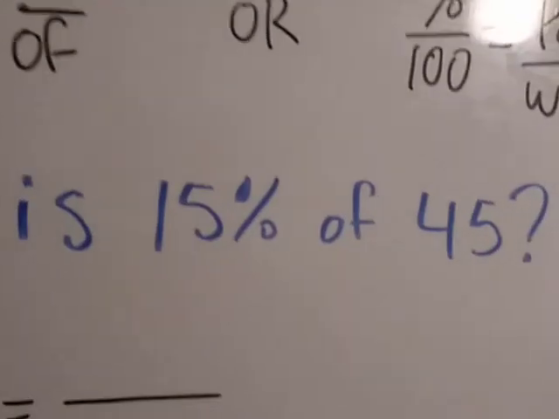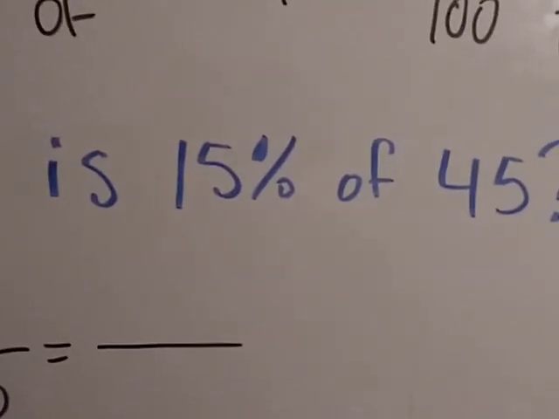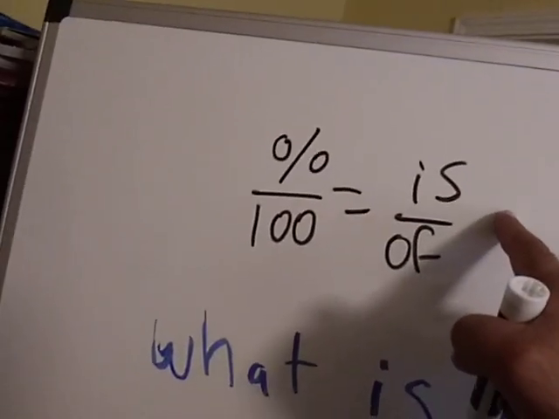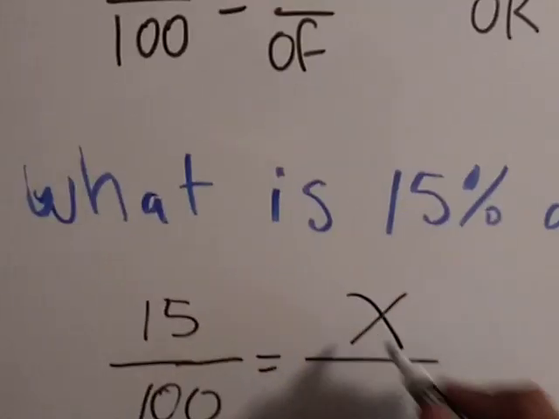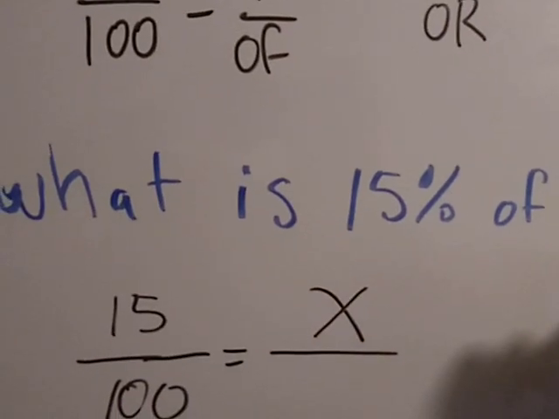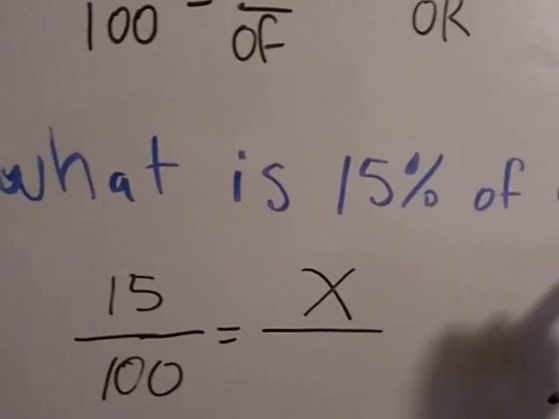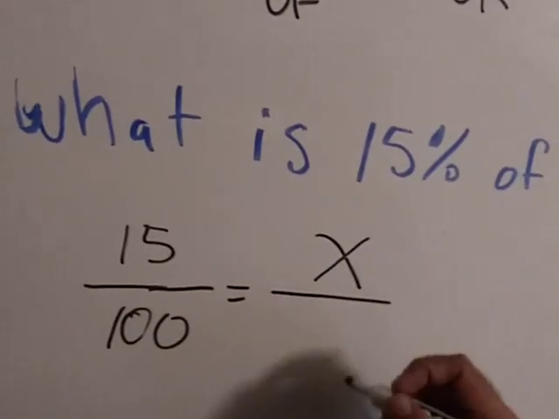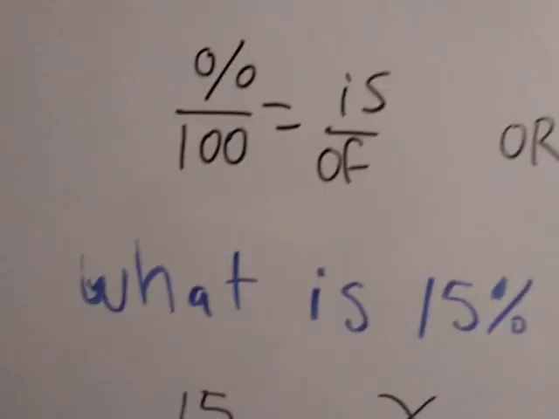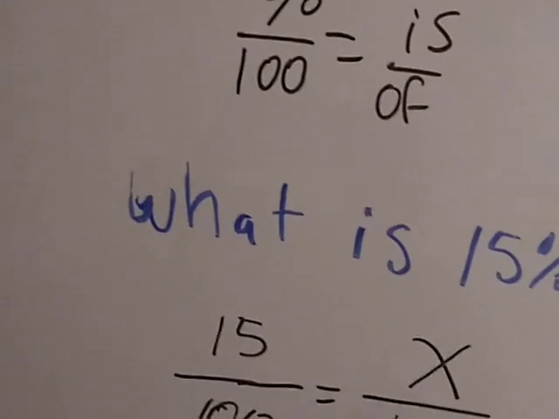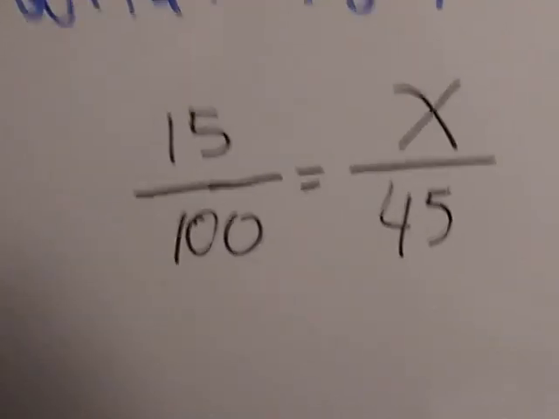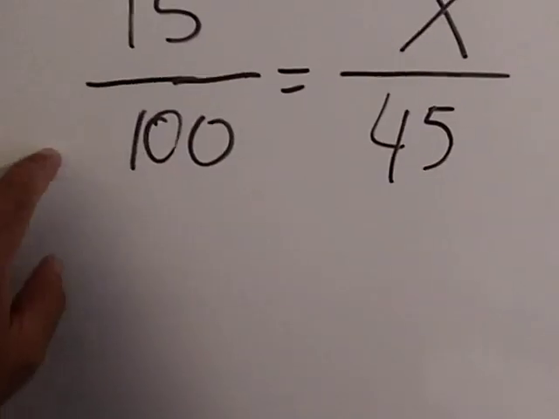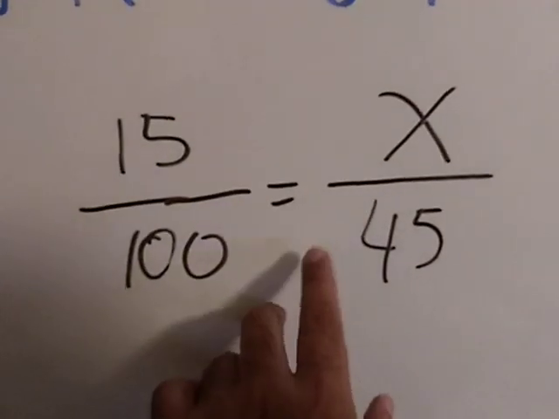And then as we proceed in reading the question here, it says what is. So the "is" is the unknown, right? So we'll put an X right there. And 45 is the entire whole, or the "of." Anytime you have "of," the number that precedes it would be what will take the place of the "of" in that formula. So we would have 45 here. Okay, so our proportion would be 15 over 100 is equal to x over 45.